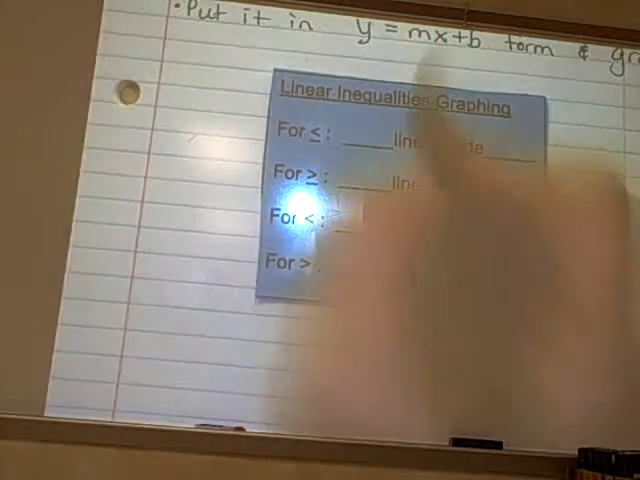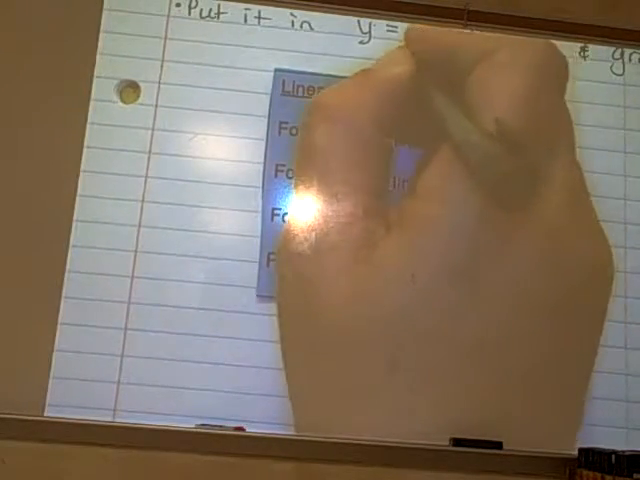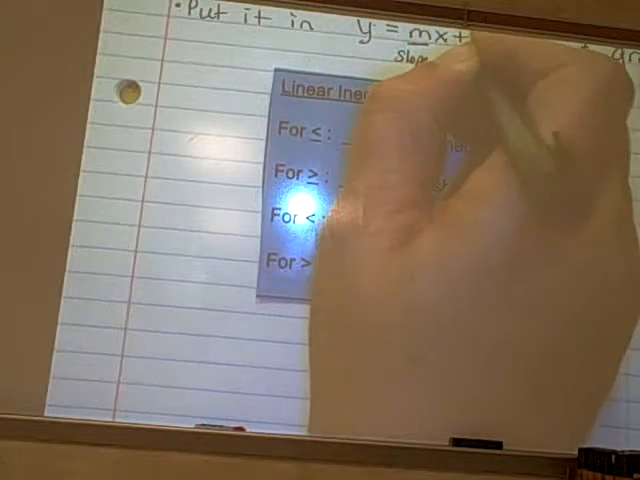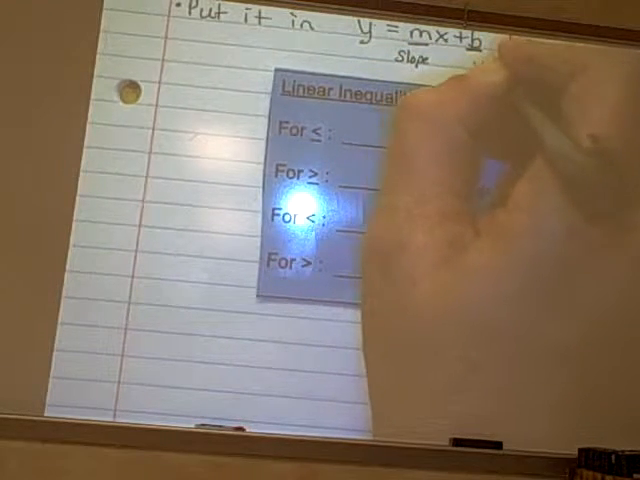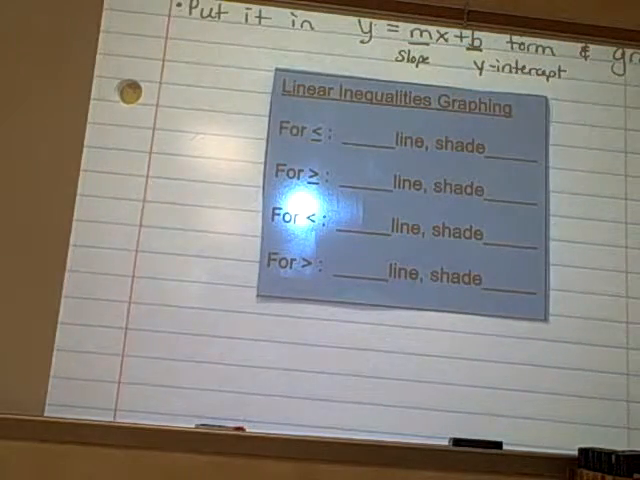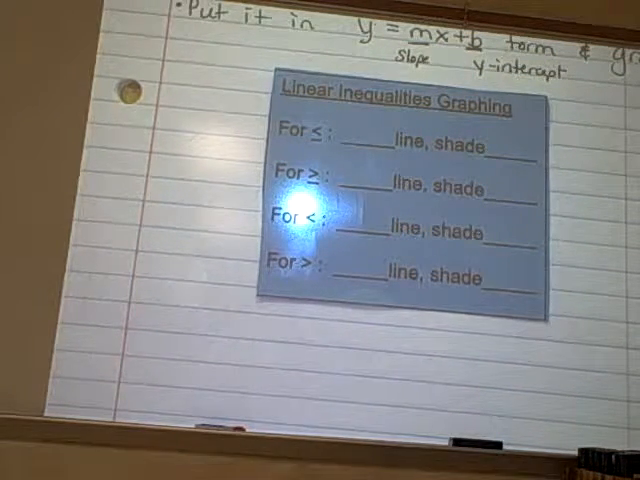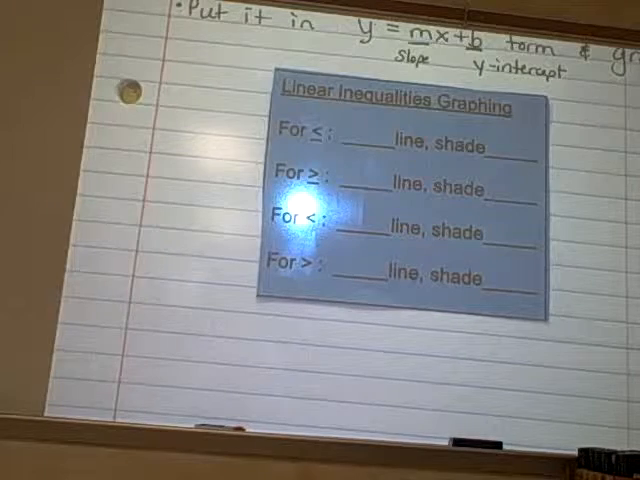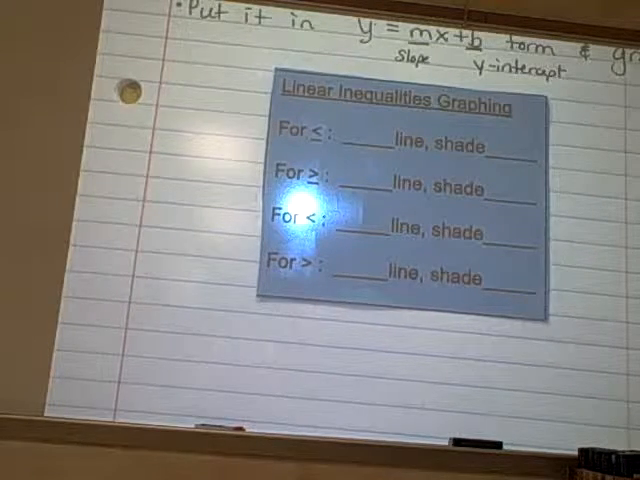So here's how linear inequalities work out. You switch it to y equals mx plus b. We know m is the slope, and b is the y-intercept. So you're going to graph it just like you always graphed it before. You put the y-intercept on there, and then you count the slope up and over, and you put your dots.